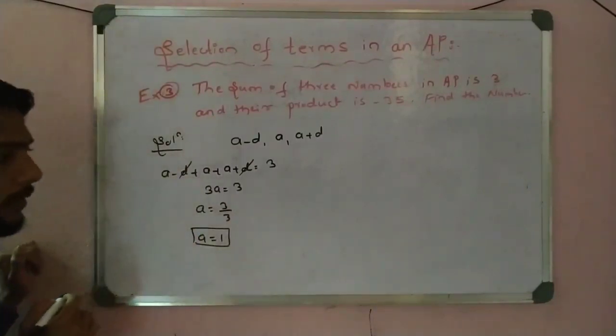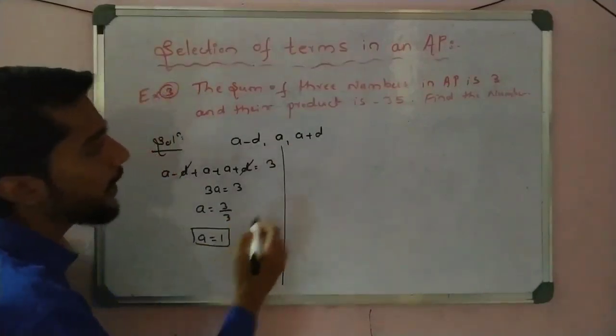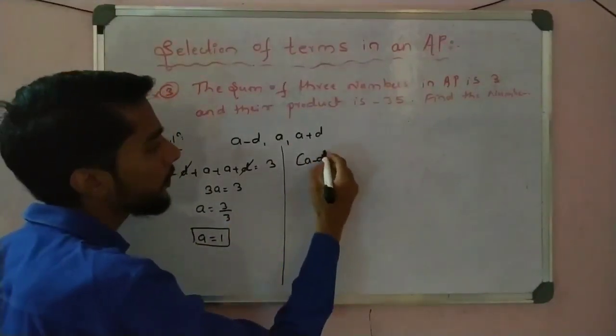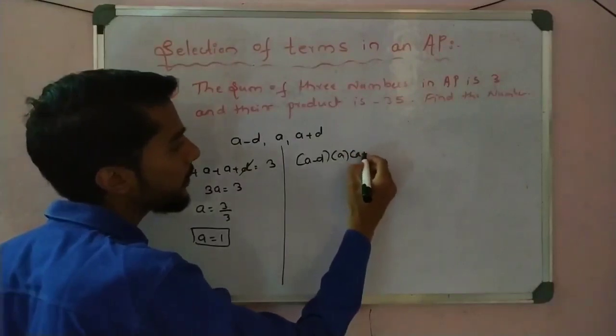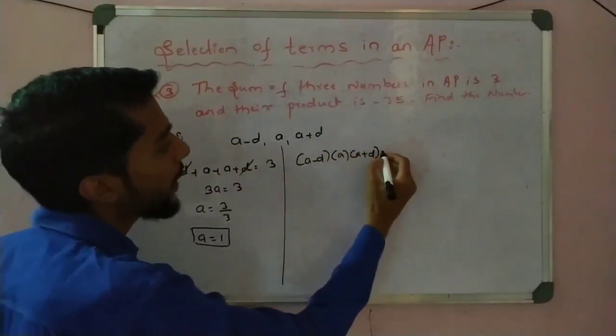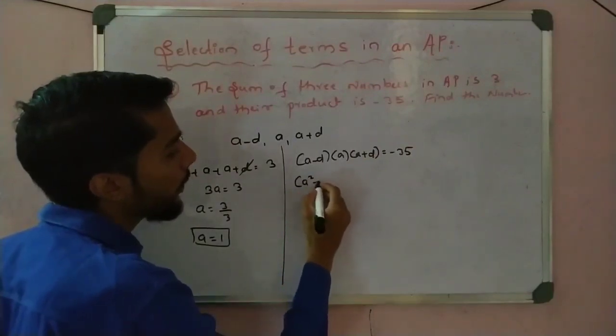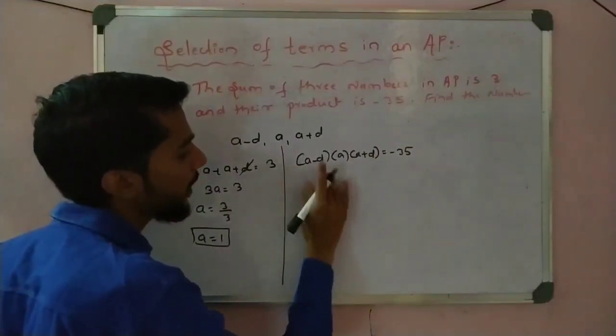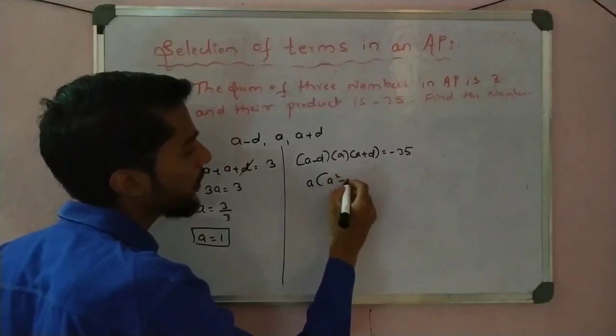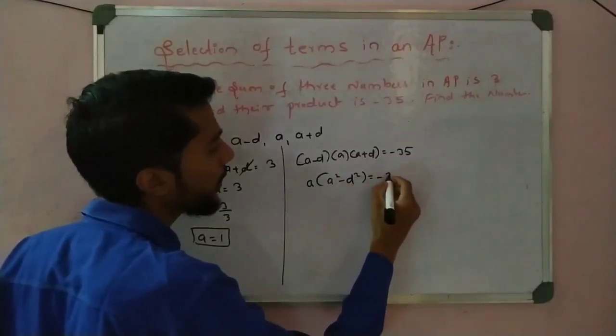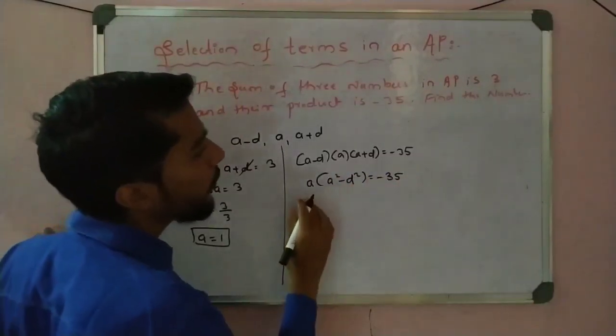A equal to 1. Now let us take the product. That is a minus d, a, and a plus d, which is equal to minus 35. So first I take a square minus d square, so we get minus 35. So now put the value of a as 1.